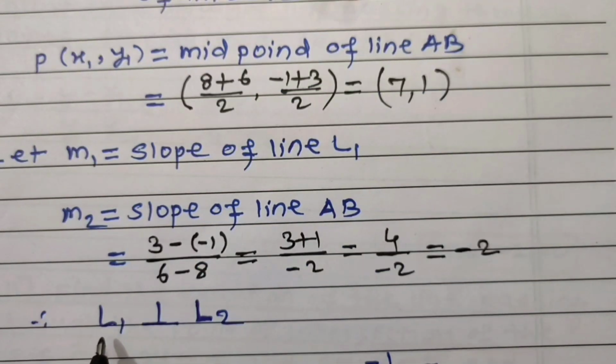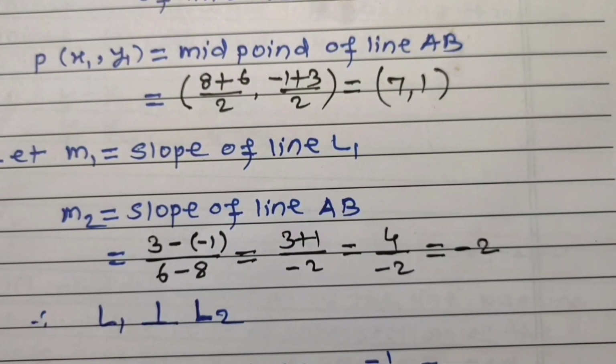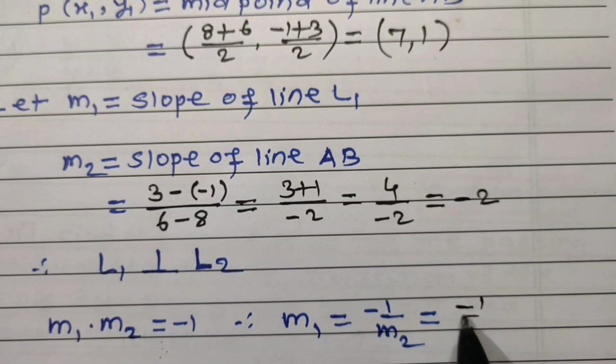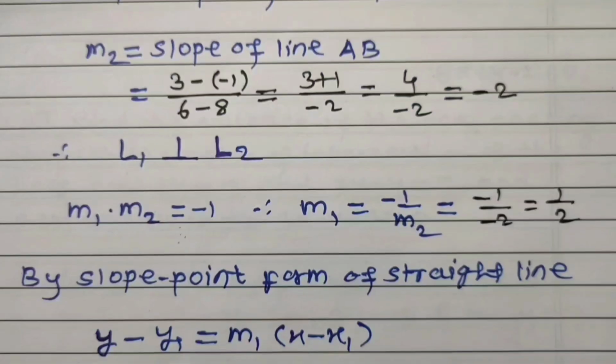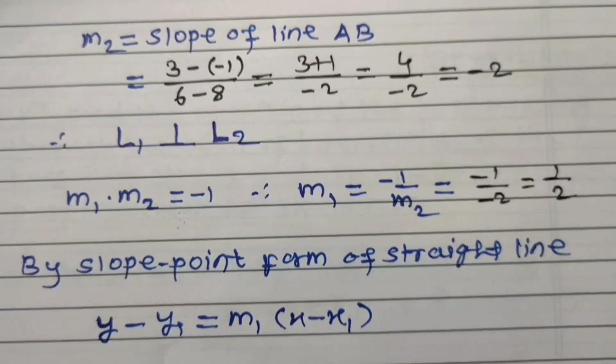But we know required line L1 is perpendicular to L2. So by the condition of perpendicular lines, m1 into m2 is equal to minus 1. So m1 is equal to, taking this m2 on this side, minus 1 upon m2. But m2 we have obtained minus 2. So this can be written as minus 1 upon minus 2, and which is equal to half. Okay. We know slope of line which is half and the point through which that straight line is passing. Hence, applying slope point form, y minus y1 is equal to m1 into x minus x1. Put the values and get the answer.